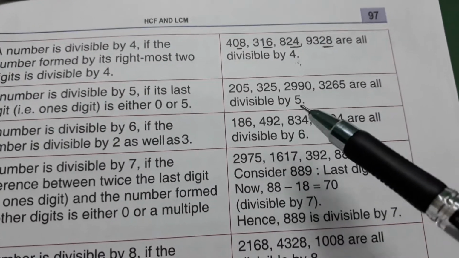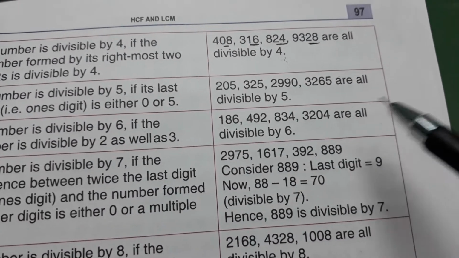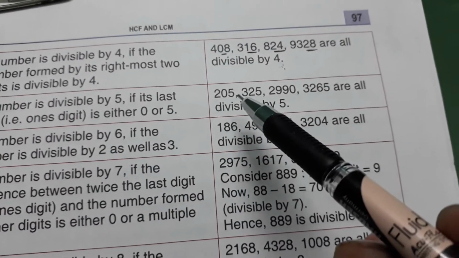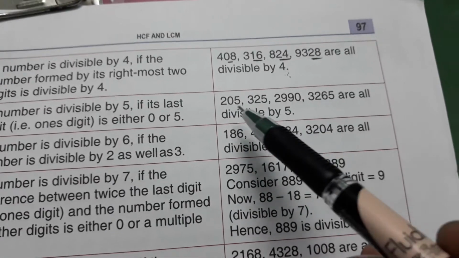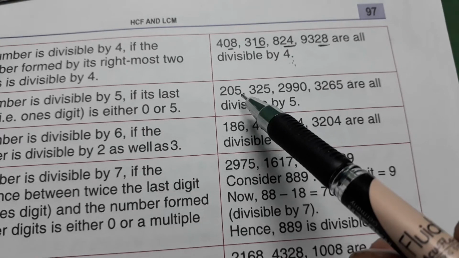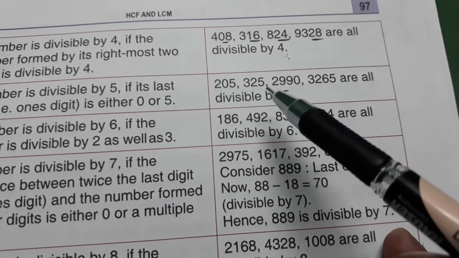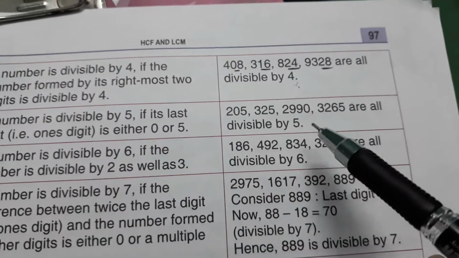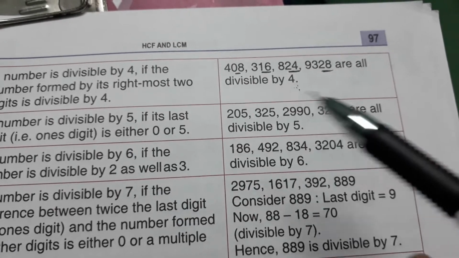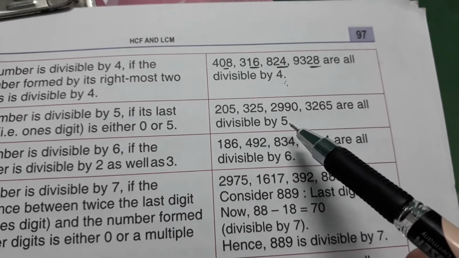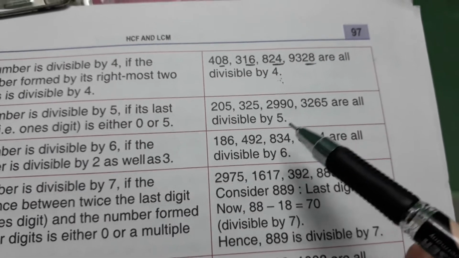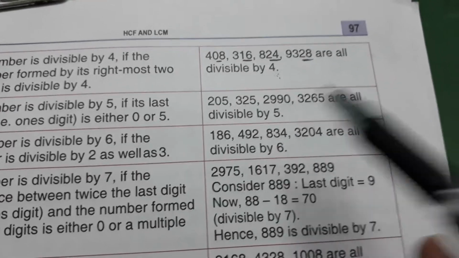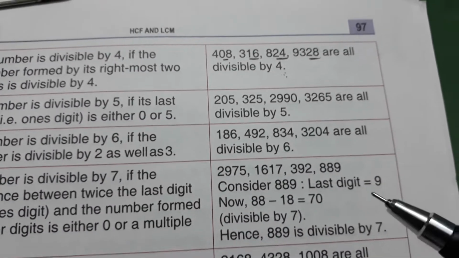Without doing division, we can say whether a given number is divisible by 5 or not. How? By seeing the last digit. If the last digit is 5 or 0, it is divisible by 5. Now 205, last digit is 5, yes, it is exactly divisible. 325, last digit is 5, exactly divides by 5. Last digit 0, exactly divides by 5. So if the last digit is 5 or 0, it exactly divides by 5.